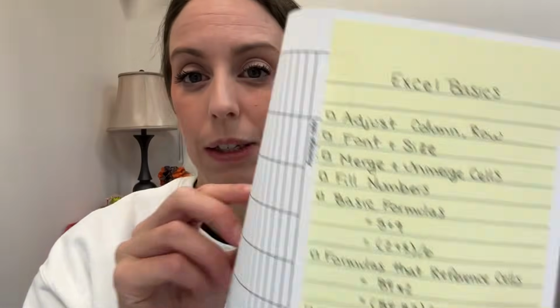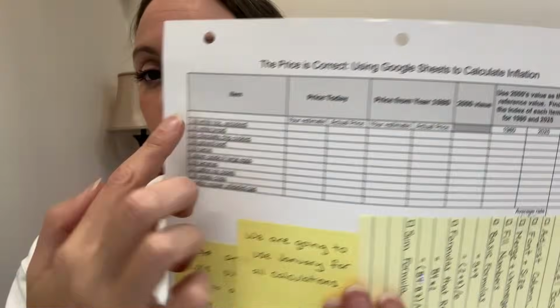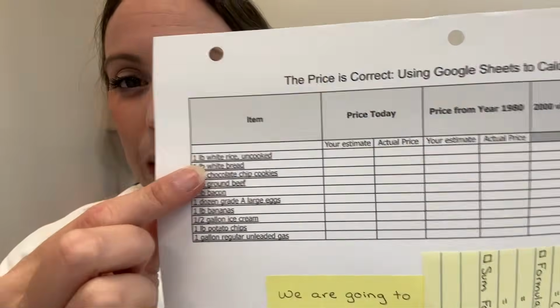I've got just a list of the basic things that I wanna have my students learn right away. So we're gonna do that first, and then the kids are going to get this table that they build out, and then we're comparing the price today, so like what they think the price of a pound of uncooked white rice is, and then the actual price, and they're using a website to figure this out.